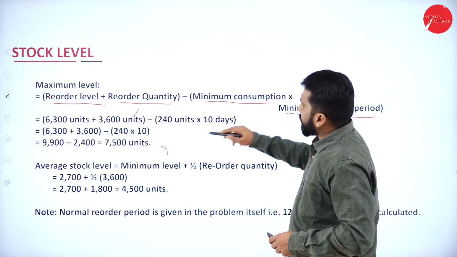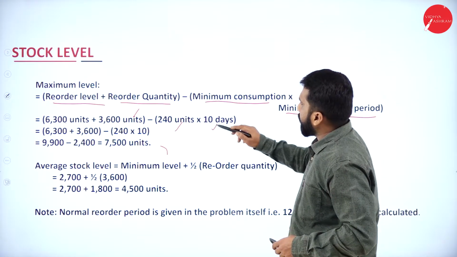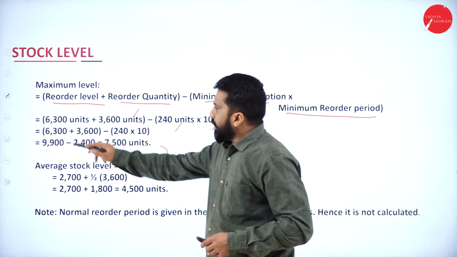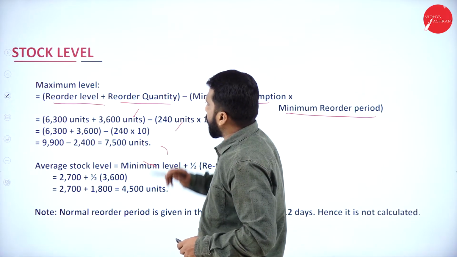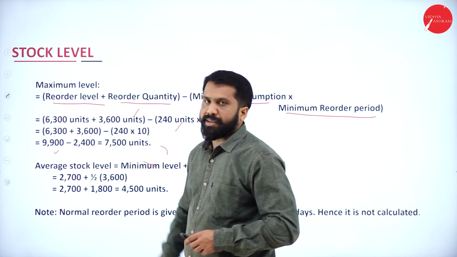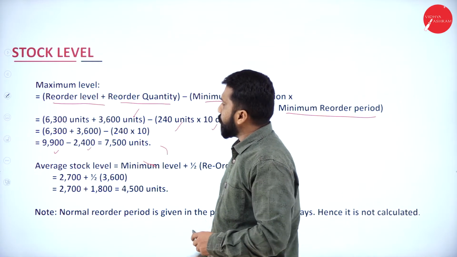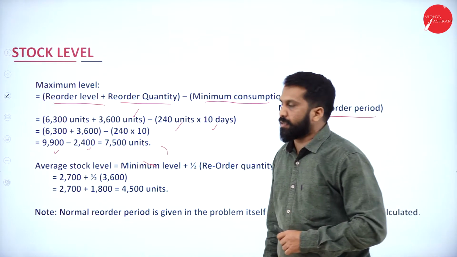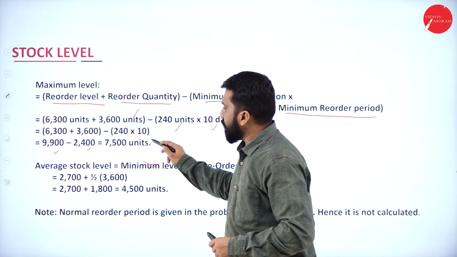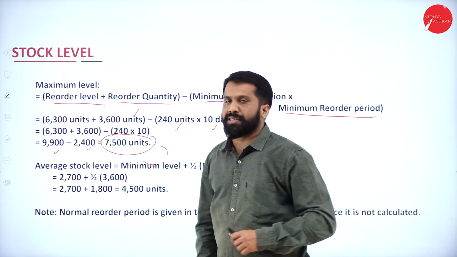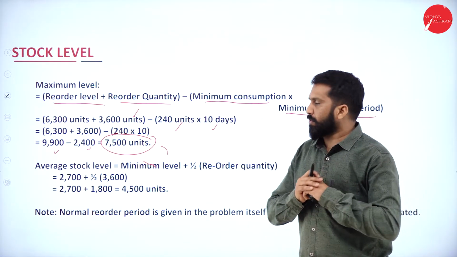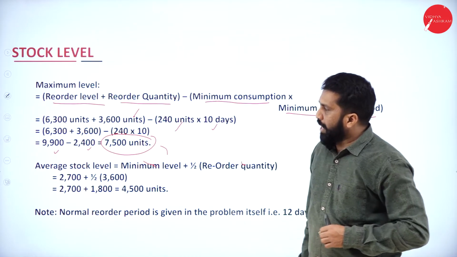Now, minus minimum consumption 24 and your minimum reorder period is 10. Just multiply. If you multiply this, you will get 9,900 and you will get 2,400. Now, 9,900 minus 2,400, your answer is what? 7,500. Any doubt? No doubt. Up to this you have understood.